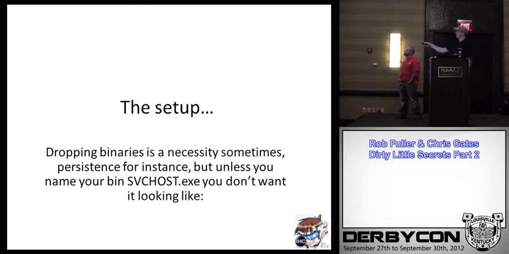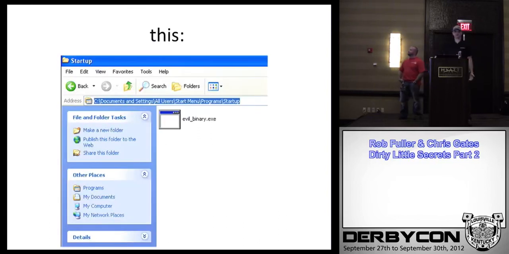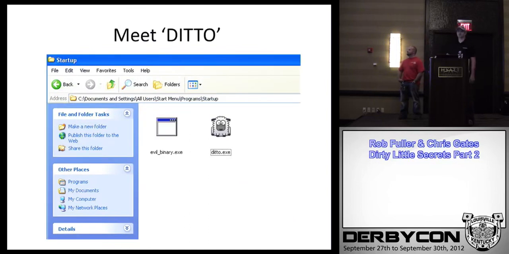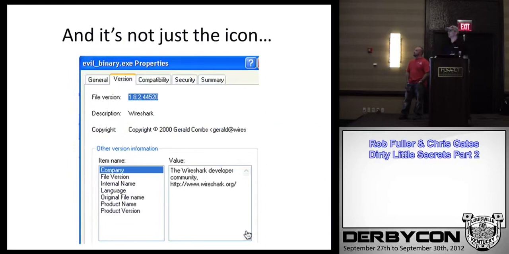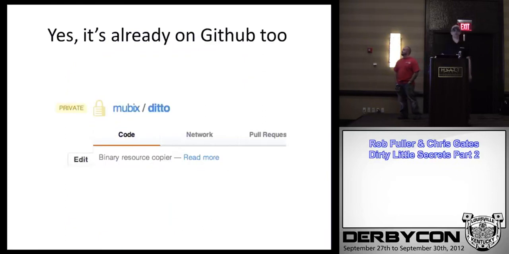So dropping binaries is a necessity sometimes, but unless you want, you name your bin SVC host or SVS host, you don't want it to look like this, right? Meet Ditto. Ditto does one thing very well. It takes a source and copies all of the resources of a file into another binary. So you say, hey, C: programming Fireshark.exe, evil binary, and Ditto says, okay, I copy here and put there. And now you have a cool little icon on it. Now, Resource Hacker can do that really easy, but you can't do that on, you know, Target or whatever. But Resource Hacker doesn't do this. Ooh. So that's what Ditto does, and he's also already on GitHub.